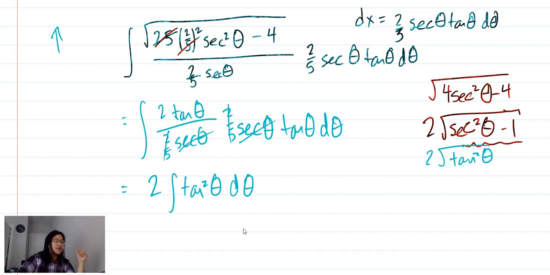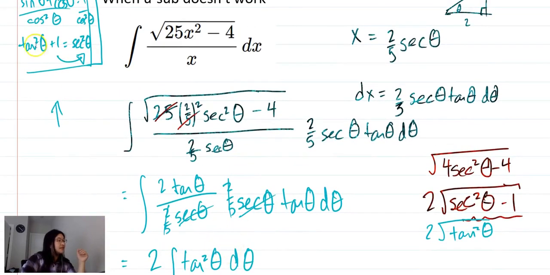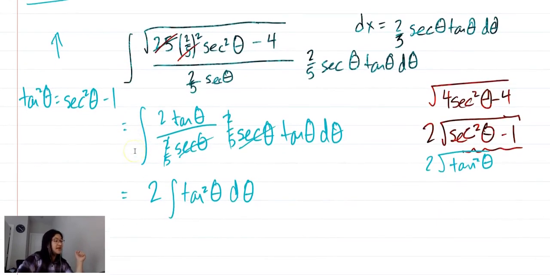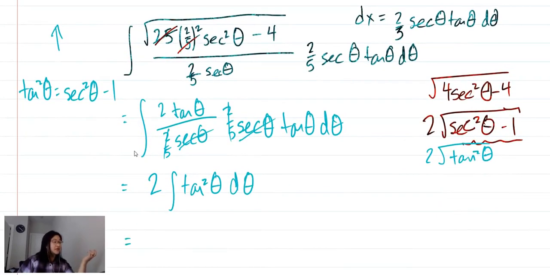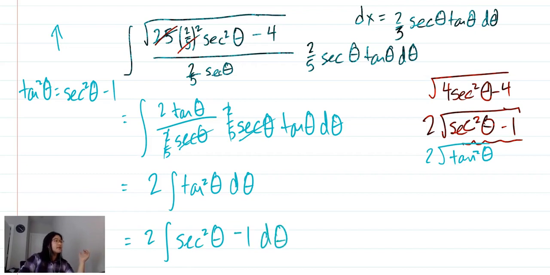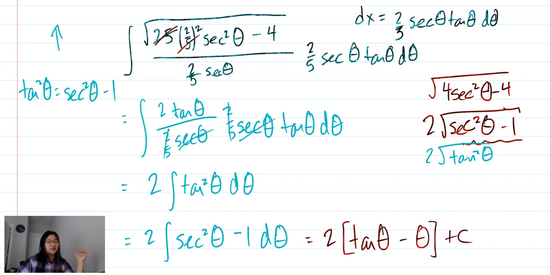But remember from up here, tangent squared theta is secant squared theta minus 1. So that's really nice, because we know our integral of secant squared is tangent. Let's write this down: secant squared theta minus 1 d theta. And so when we integrate this, the integral of secant squared is tangent. So we got 2 tangent theta minus theta plus c.